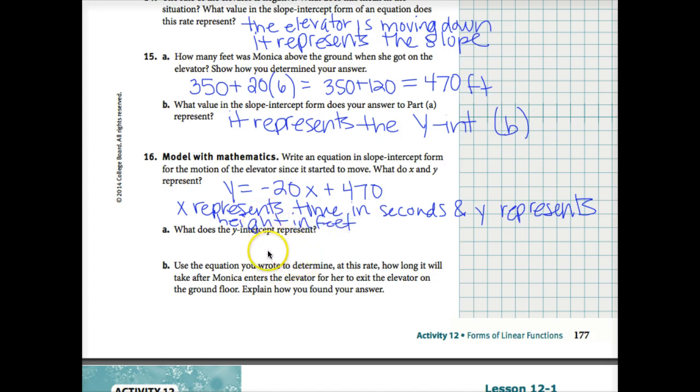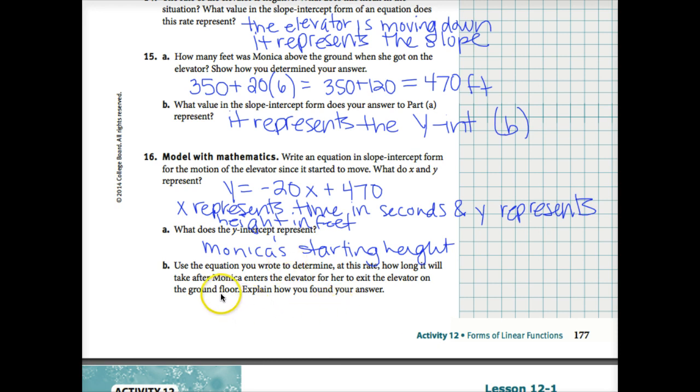What does the y-intercept represent? So the real life meaning. So we would just say that that's Monica's starting height. Part B, use the equation you wrote to determine at this rate how long it will take after Monica enters the elevator for her to exit the elevator on the ground floor. Explain how you found your answer.